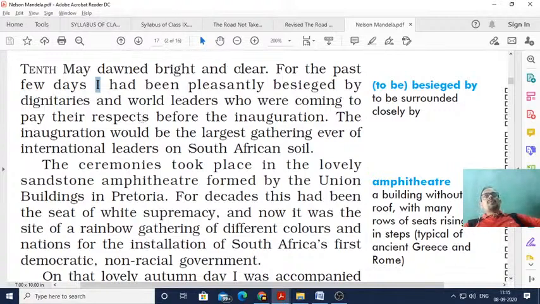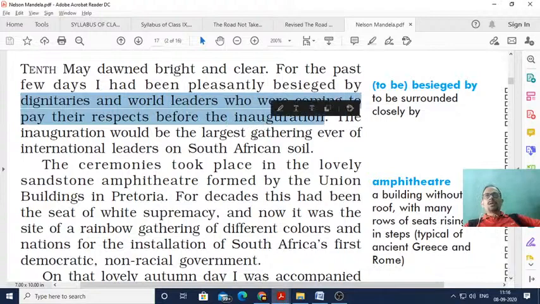10th May dawned bright and clear. For the past few days I had been pleasantly besieged by dignitaries and world leaders who were coming to pay their respects before the inauguration. Besieged means he was surrounded. Nelson Mandela was surrounded by dignitaries from all across the globe, who came to pay their respects to the South African democracy.